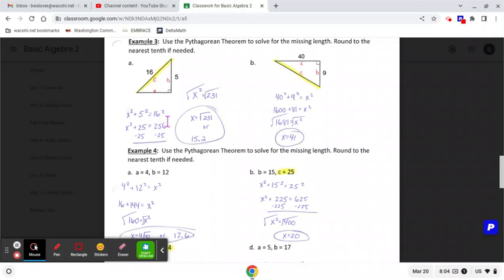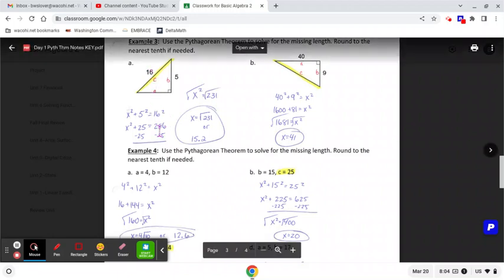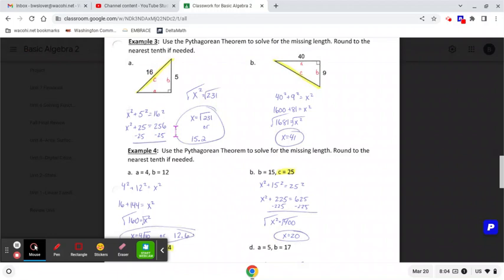In this case, I need to subtract because my steps for success said if I gave you the hypotenuse, you had to subtract your numbers. So 256 minus 25 gives me 231. From there, I take the square root. Root 231 is not rationalized or anything, or maybe your calculator spit out 15.2. There's your answer. Letter B is similar to the previous ones that we did in example 1.